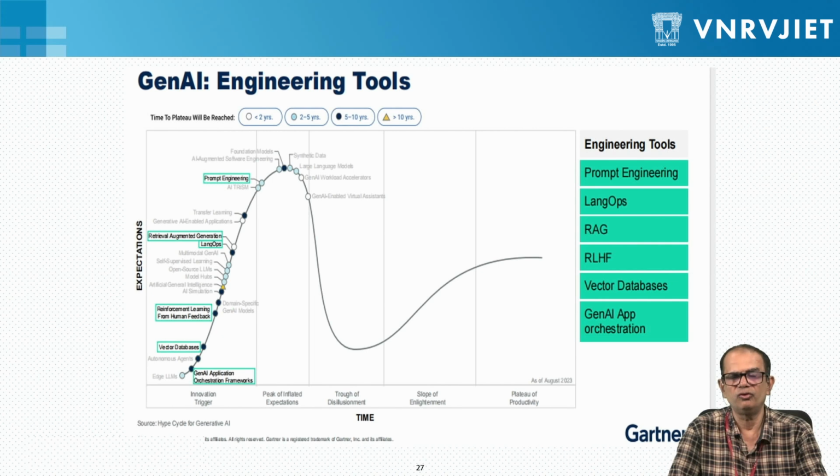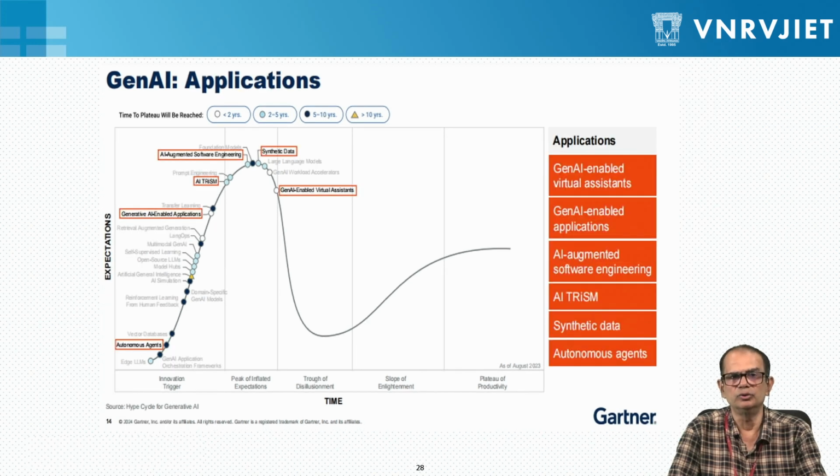We no longer go for the RDBMS or NoSQL. We go for the vectorized database. For example, Neo4j is a vectorized database that we basically use out here.